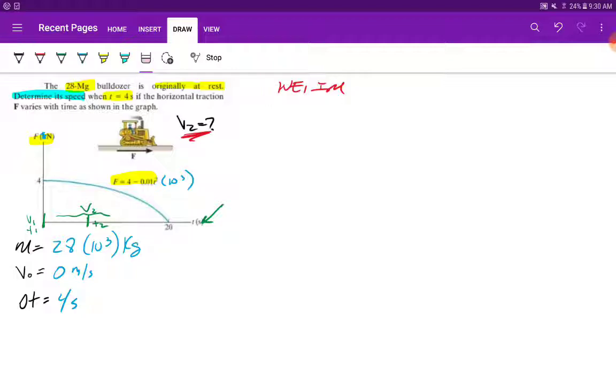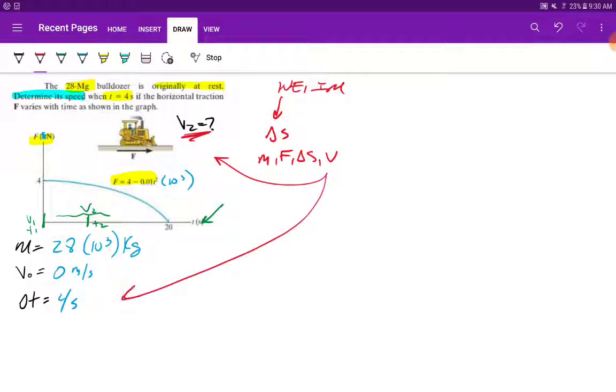Go to work energy. Work energy uses 2 places. So instead of putting 2 places, I'll just put delta S, right? S2 and S1. The variables in play are going to be mass, force, distance or delta S, and velocity. I guess you could put delta V, but velocity. So I'm looking for velocity. It might help me. Velocity is also given. That might help.